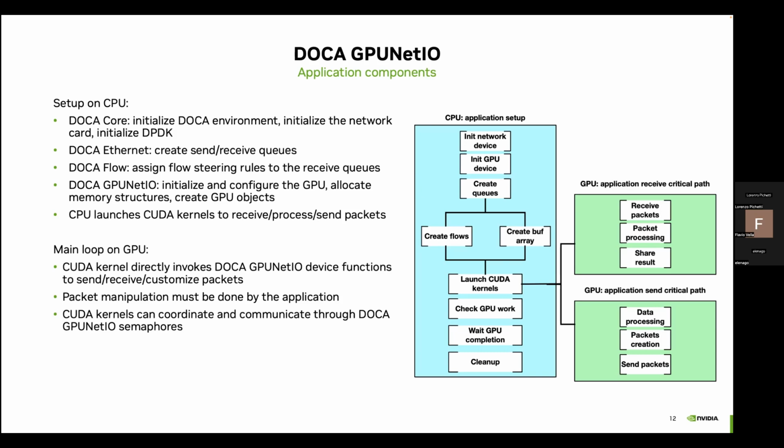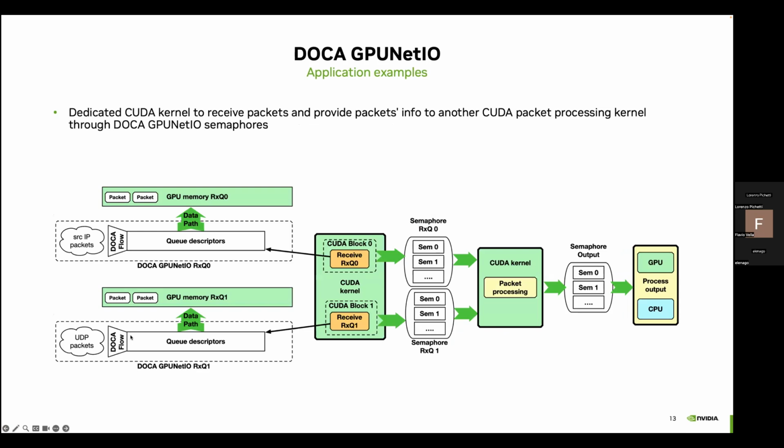Or you can decide to launch CUDA kernels that in a loop produce some data and send this data over the network. Or you can do both, of course. You can launch whatever CUDA kernel you want on the GPU. This is a kind of a big picture of what you can achieve with DOCA GPUNetIO.